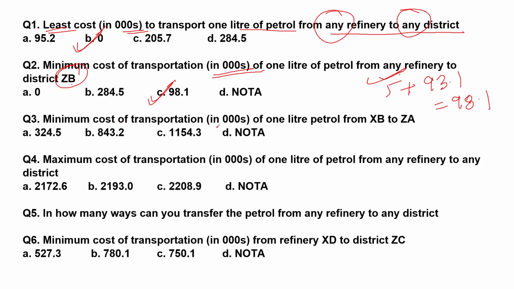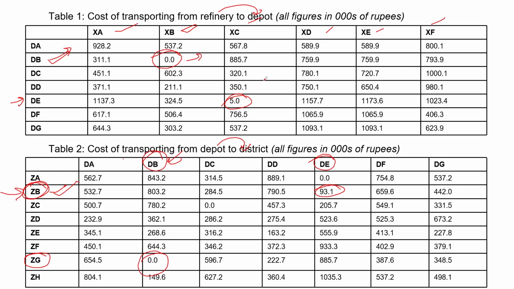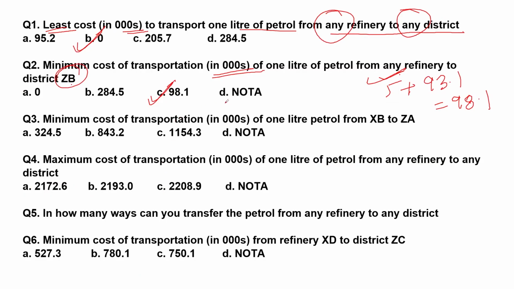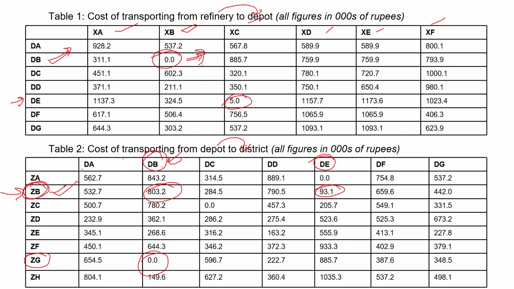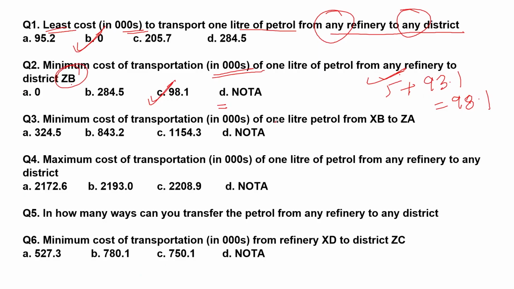Okay, now let me tell you the difference also. If you would have started randomly, right? Now my destination was ZB, right? Now at ZB, the petrol can come from any depot. If I look at this complete table, you will see that this is the minimum price, 0. Let me take that the petrol is coming from XB to DB in 0 rupees. And from DB to ZB, it is going in 803.2 rupees. And every figure is in thousands, you all know. 803.2. So many of you will mark the answer as NOTA over here. So you have to be very, very careful of these things, right? That is why I started in the reverse order, because the destination is known to me.